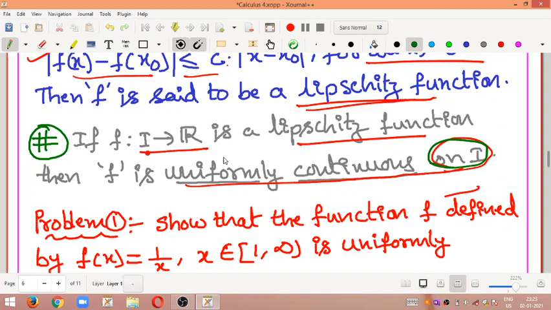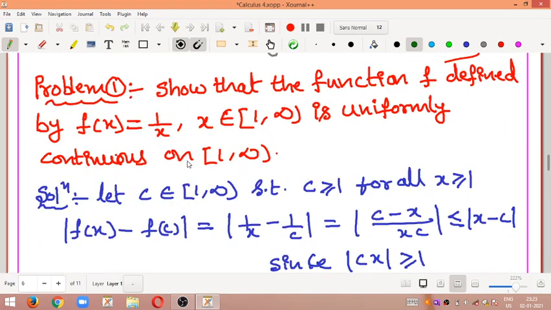Now, if it is clear, I will move on to problems based on this definition. First of all, we will see problems based on this definition. Again, I will also introduce a shortcut method. This is most important for the NET exam and SET exam. This type of question is most important for CSIR NET and SET exams.